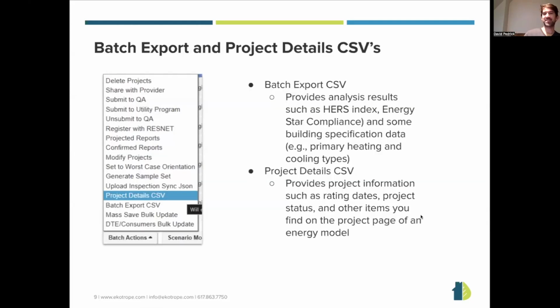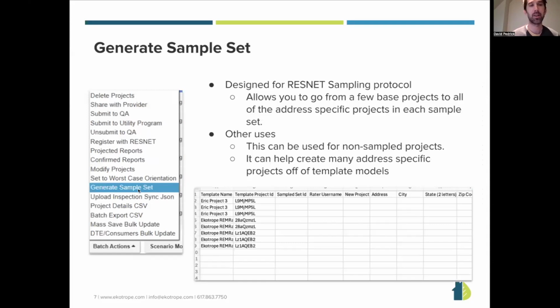Another question I just saw is, is there something that walks through how to use this in detail? Yes, there is a how-to article. If you click on the generate sample set button on the batch modifications menu, like that's highlighted there, it's going to open up a dialog box that has a few instructions on how to use it, but there's also going to be a hyperlink to a much more detailed process in Freshdesk on the screen that pops up there.